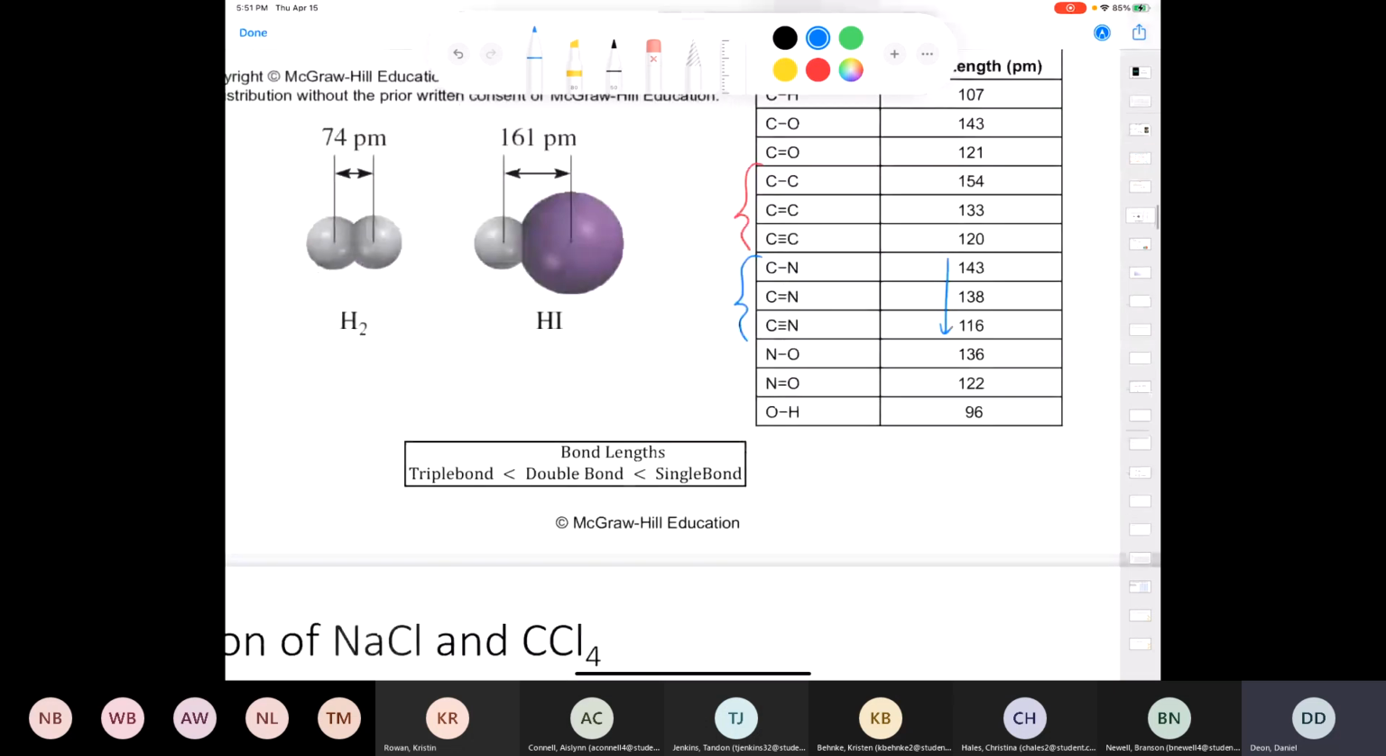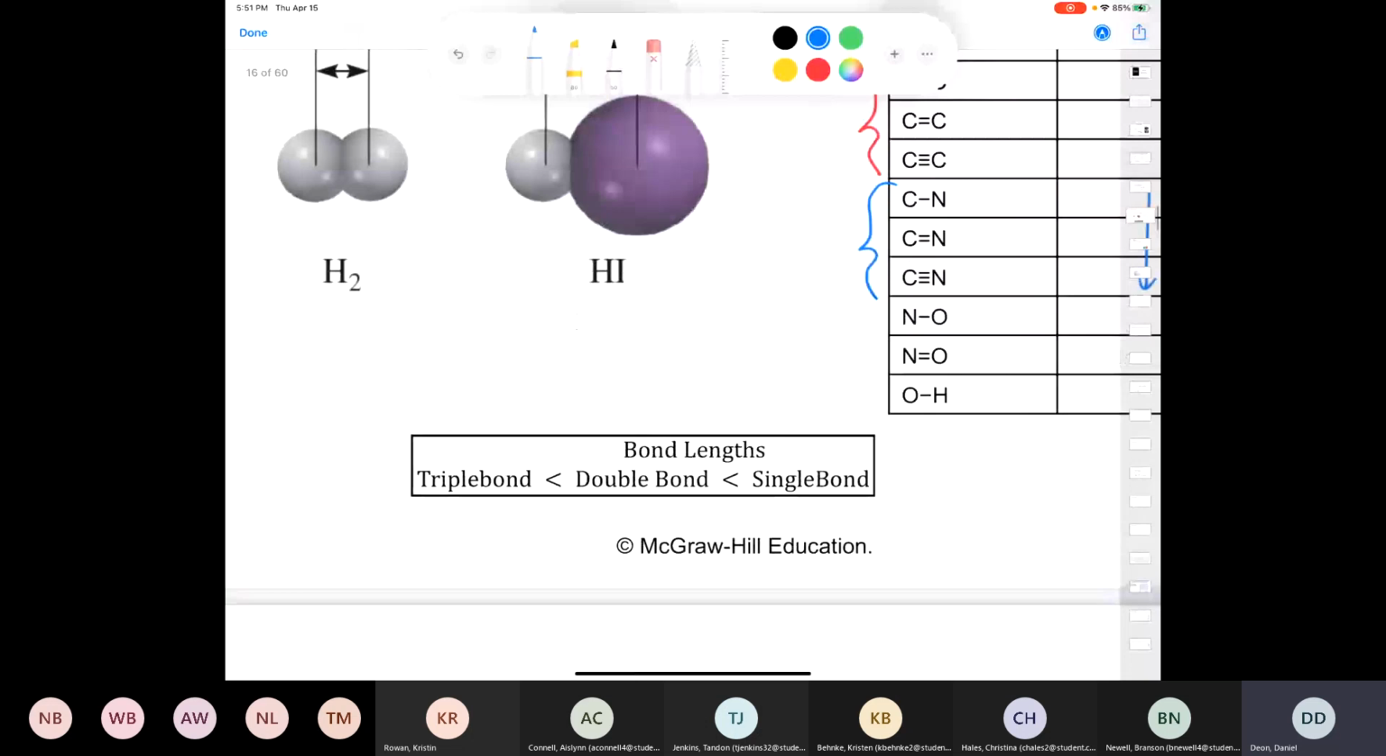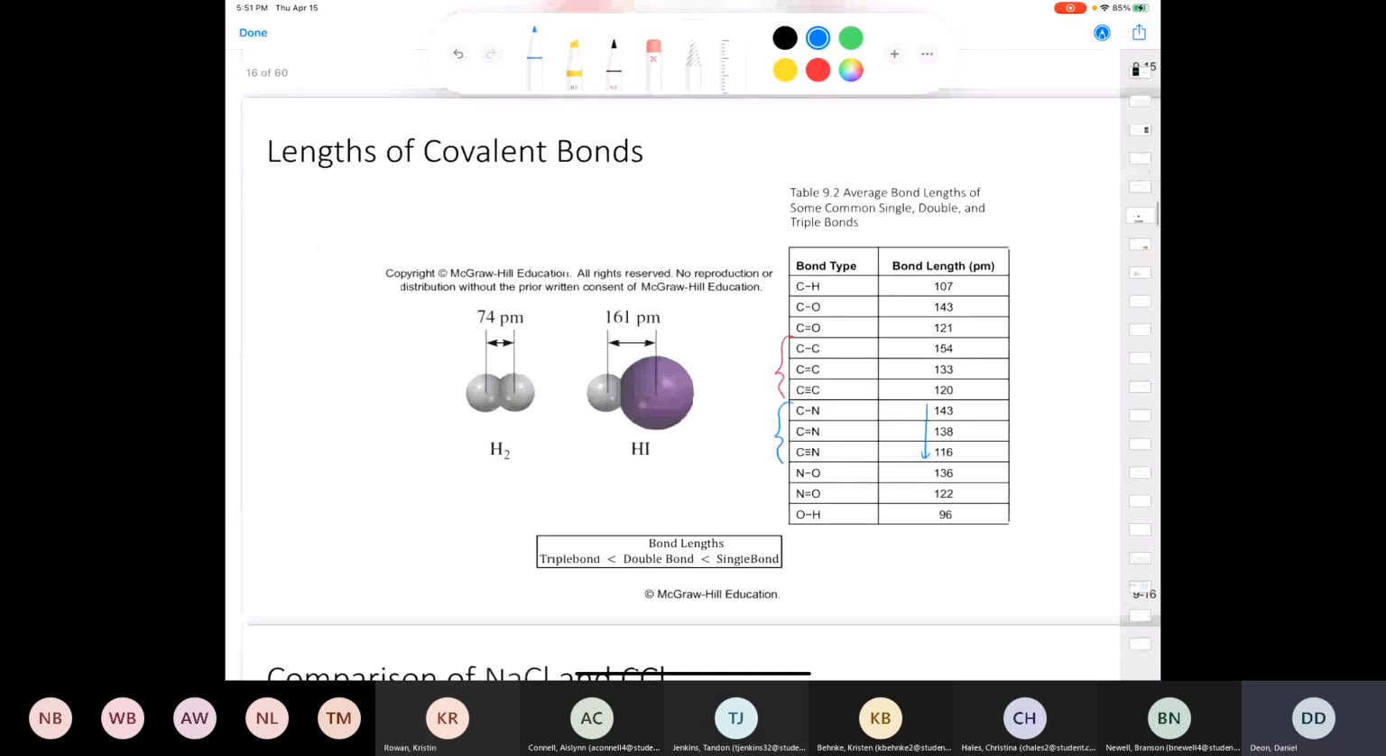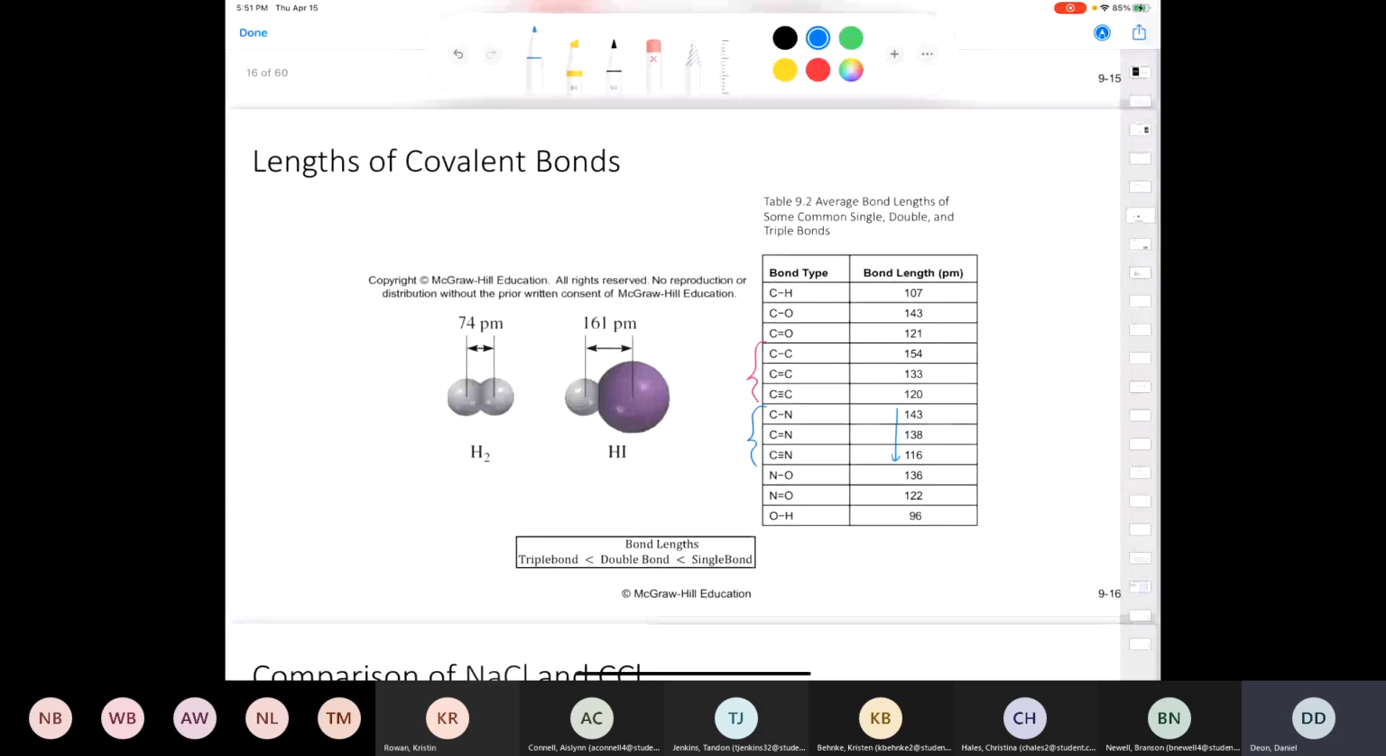I have it summarized right here: for bond lengths, a triple bond is going to be shorter than a double, which will be shorter than a single. And if you wondered what the definition of a bond length is, a bond length is nothing more than the distance between two nuclei in a molecule. So here we have a molecule of H2, or hydrogen, and a molecule of hydrogen iodide. You can see that the distance between the nuclei, which they've highlighted for you, is the bond length. Anyhow, there we go.